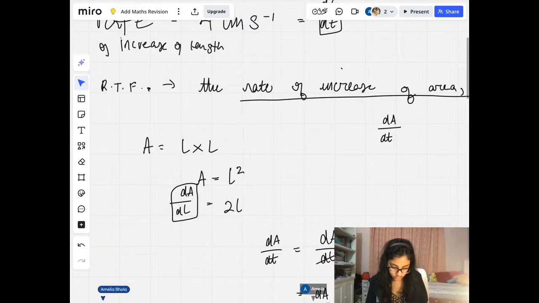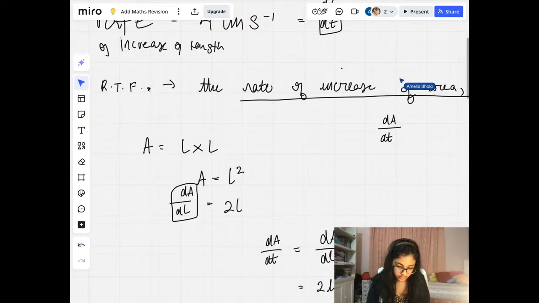Go back. This is our L, guys. That's our L. So dA/dL over here is, I said, 2L, and dL/dt is 4. So I'm going to substitute 4 into here.